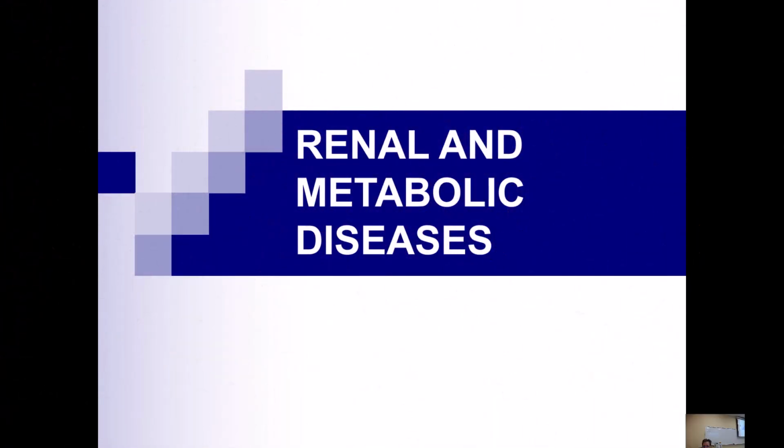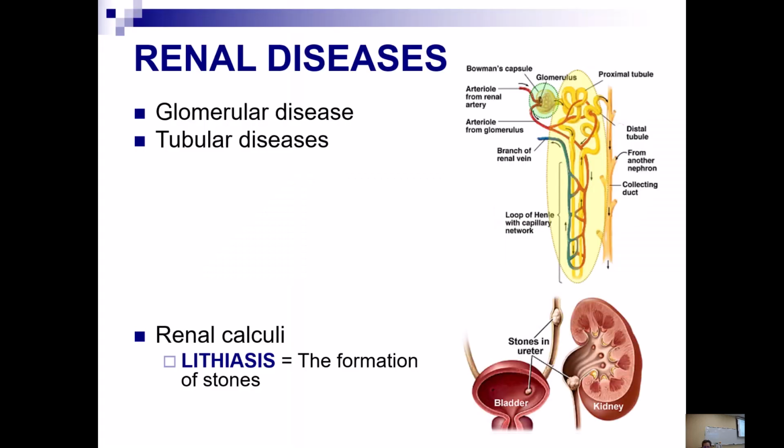Renal and metabolic diseases. So when we're talking about renal diseases, we have two different things we are looking at. We're looking primarily at either glomerular diseases or tubular diseases. Remember, the glomerulus is the piece up at the top, in the Bowman's capsule. It's something going on in the sieve, the colander part of the kidney.